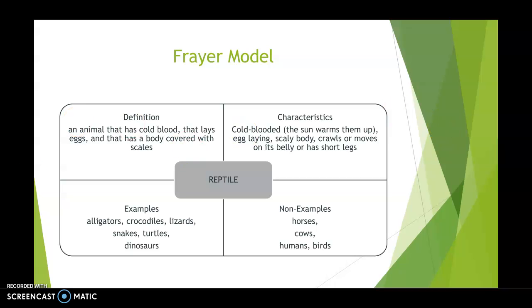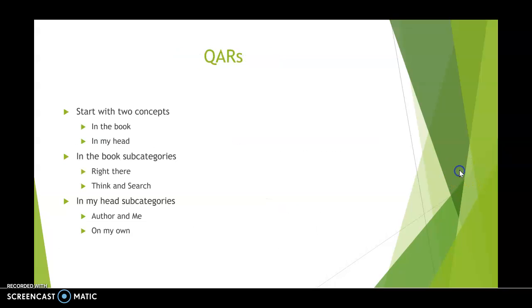Okay, so that was the Frayer model. Let's move on to some research-based comprehension strategies. So QARs. What is a QAR? Well, that is a question-answer relationship. It's a strategy that's been designed to help children answer both low-level questions and higher-ordered questions. There are 4 QARs that help children to figure out the information source to use for answering a question.